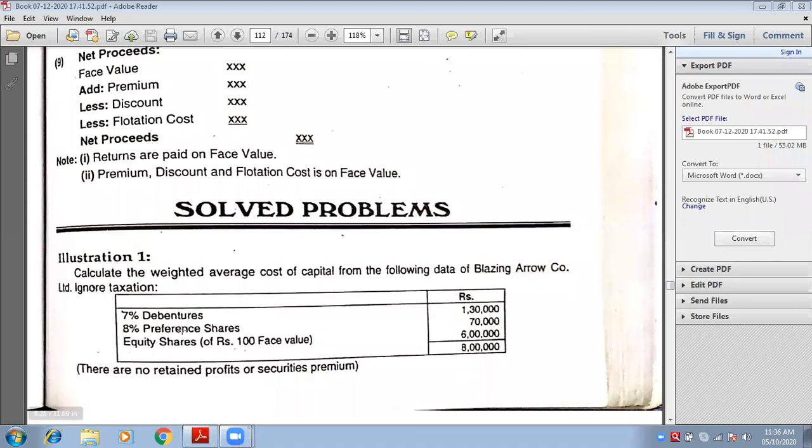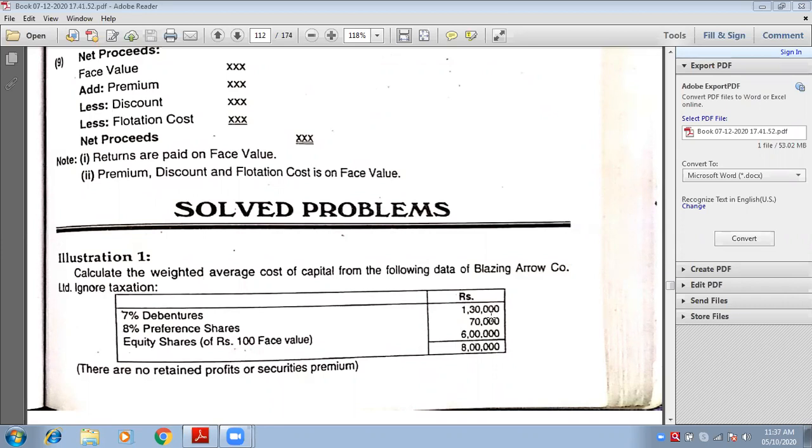Okay, so 7% debentures are there. 7% is the rate of interest of debentures. You must understand this. Before the word debentures, there is 7% given. So what is 7%? It is the rate of interest that we pay. Yes, the rate of interest debentures carry is 7%. On how much? 1,30,000 rupees. So 1,30,000 is overall debentures.